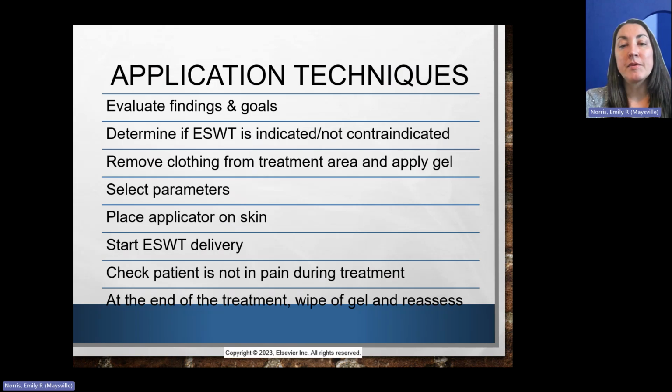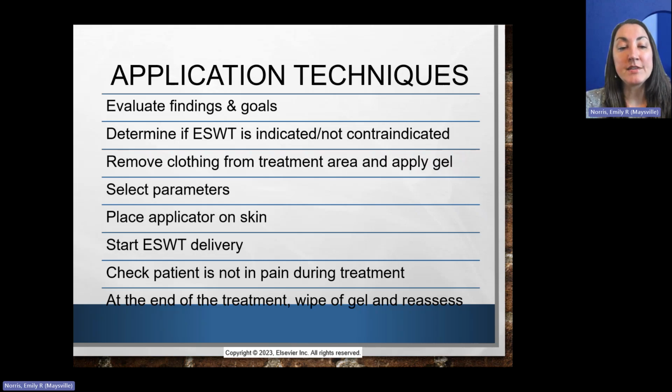Then, with shockwave therapy, of course, you want to expose the skin that you're going to be applying it to. Apply the ultrasound gel, select the parameters. Remember, I usually do that in reverse because sometimes the gel will just slide right off the skin. So I usually get the parameters all selected and then put the gel on.